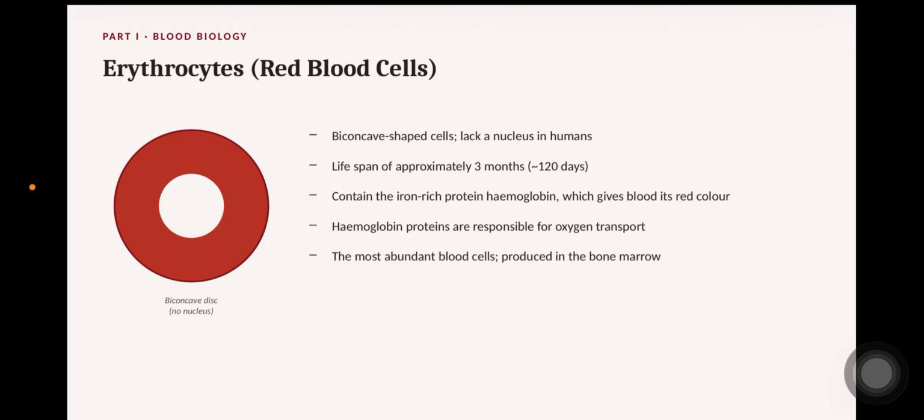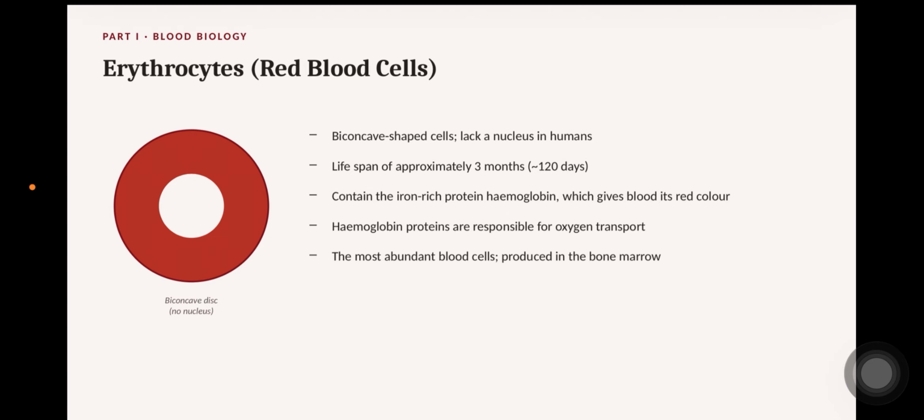They are biconcave shaped cells that lack a nucleus in humans. Now, why don't mature human RBCs have a nucleus? Removing the nucleus creates more space for hemoglobin, allowing RBCs to transport more oxygen. However, without a nucleus, they cannot divide or repair themselves, which explains why their lifespan is limited to around 120 days.